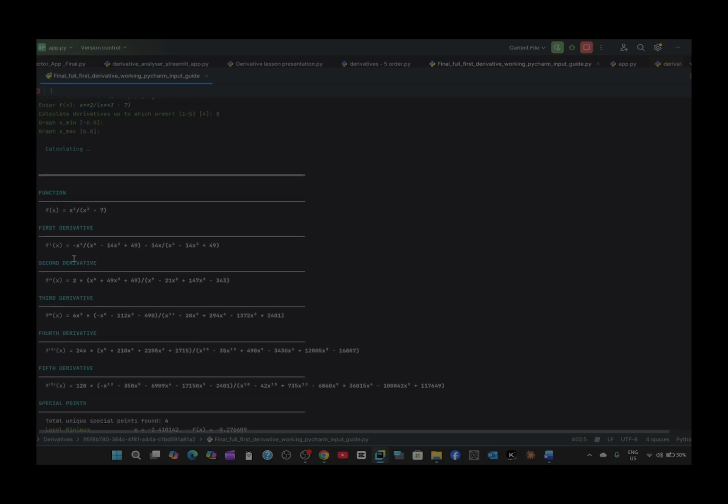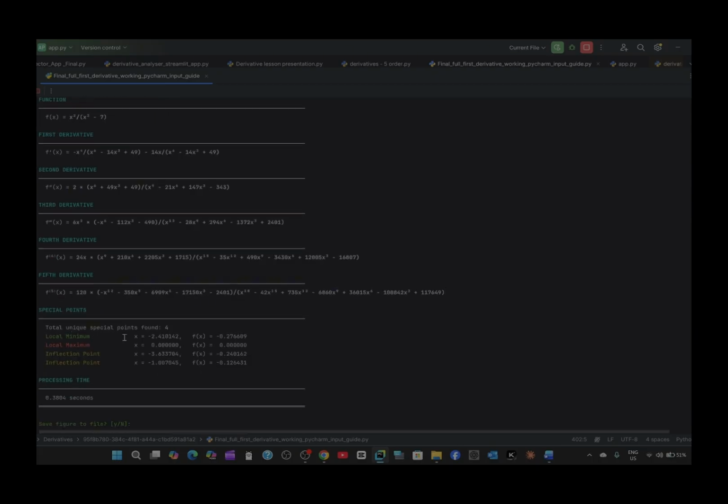Look at it. We just put in the function x squared divided by x cubed minus 7. So the first derivative gives your answer already. Second derivative, third, fourth, fifth, very complicated, and I got the fifth derivative here. So the special points, how many special points did you get here? In total, the special points found are 4: local minimum, local maximum, inflection. Processing time 0.38 seconds, very fast.